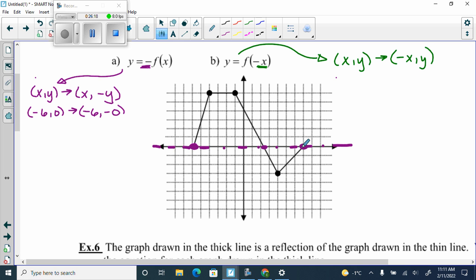Now let's look at the others. 1, 2, 3, 4, and 1, 2, 3, 4, 5, 6. So negative 4, 6 is going to become negative 4, negative 6. Connect. This one's at negative 1, 6. It's going to be at negative 1, negative 6. I'm just plugging it in.